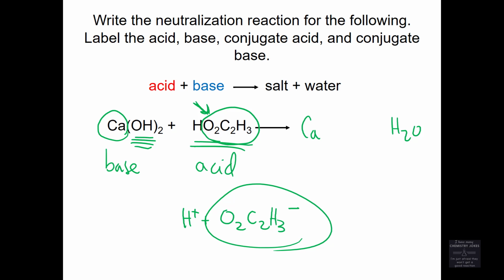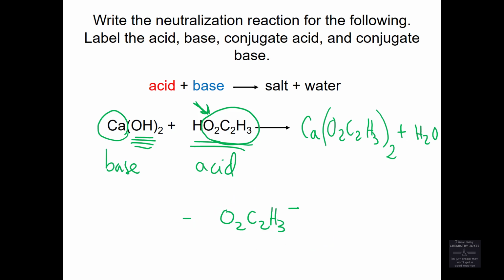Ca is going to hook up with that thing. That's acetate, by the way. But I got to have 2 acetates to cancel out every 1 calcium. So my neutralization reaction is Ca(O2C2H3)2 plus water. But one slight hiccup, that's not a balanced reaction. I need 2 acetates to make that balance. So that means I need 2 acetic acids.